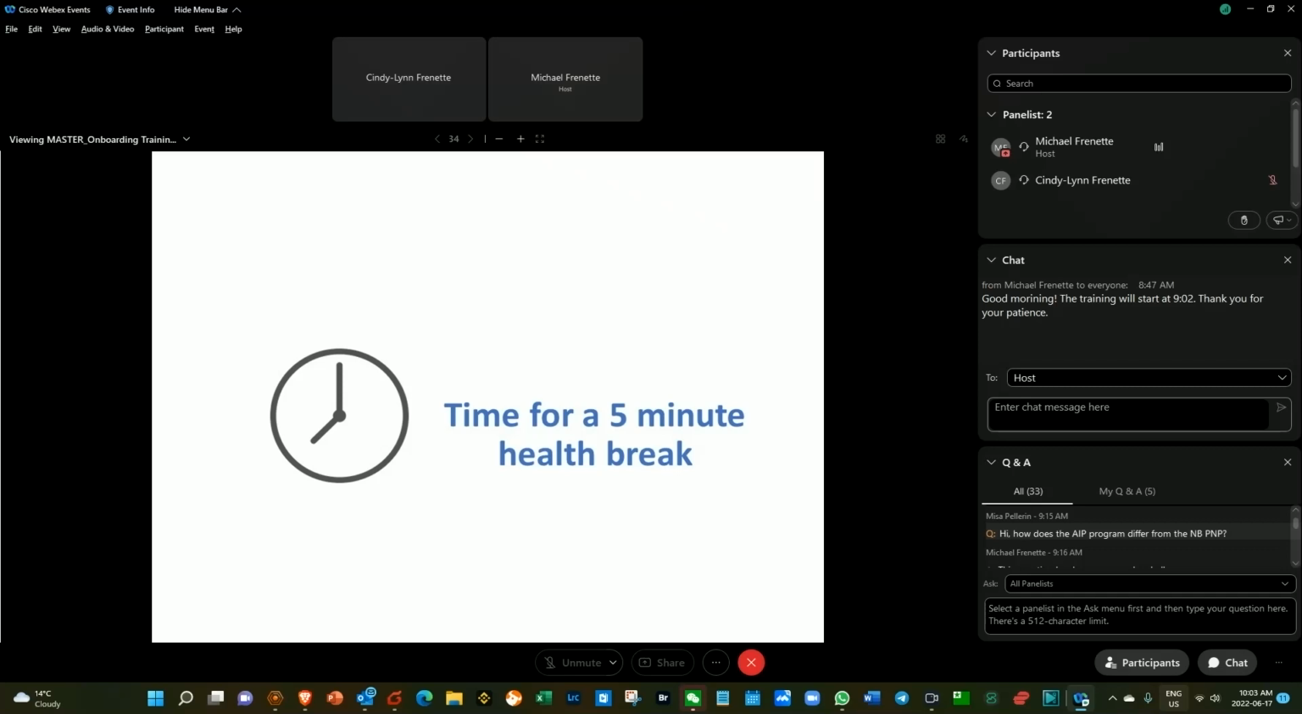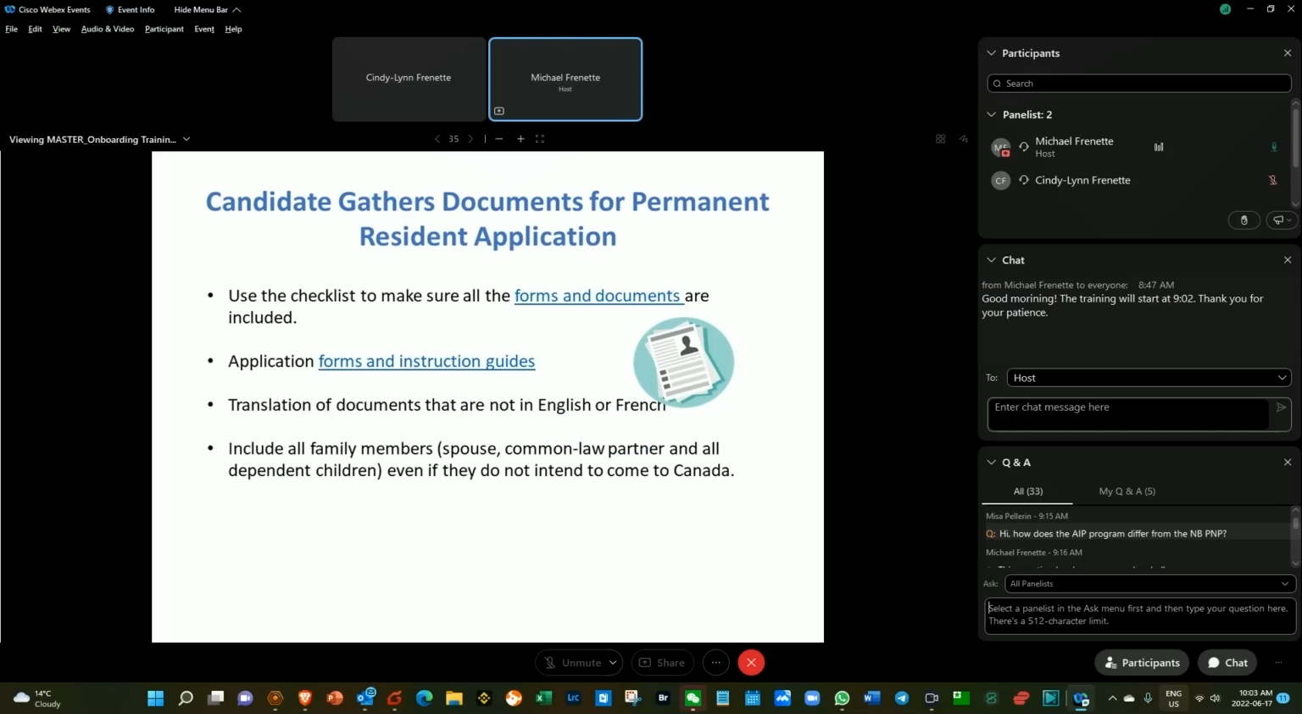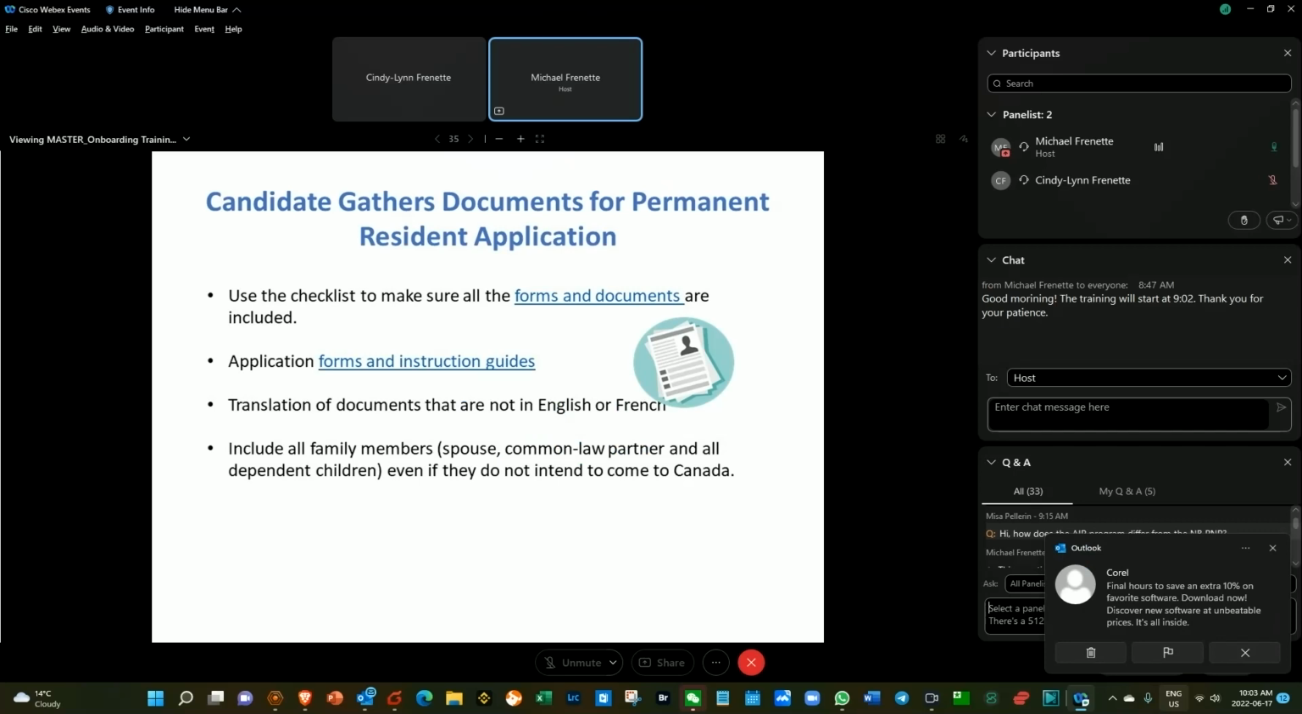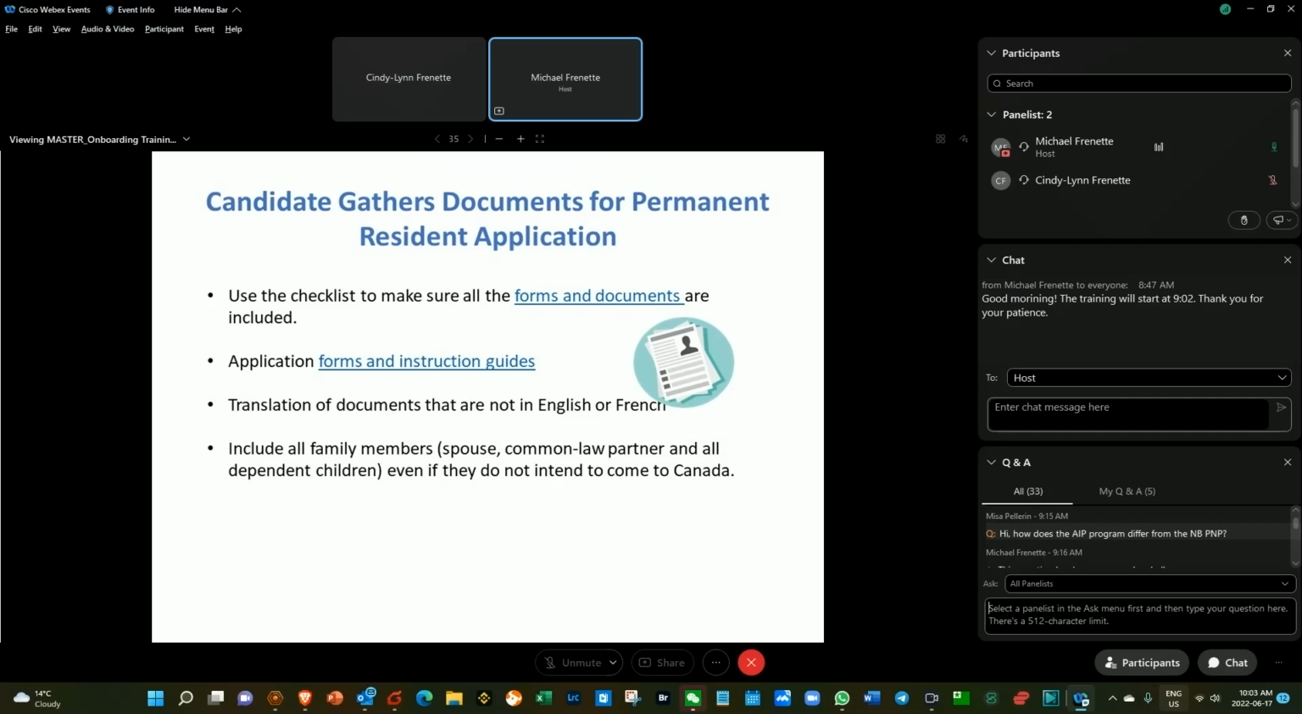All right, perfect. We'll get started for the second half of the presentation. Now we're getting into the final step, where your candidate applies for permanent residence. They are responsible for gathering and submitting all the forms and documents. There are document checklists and instruction guides available online to assist your candidate in ensuring that all forms and documents are included when they apply.